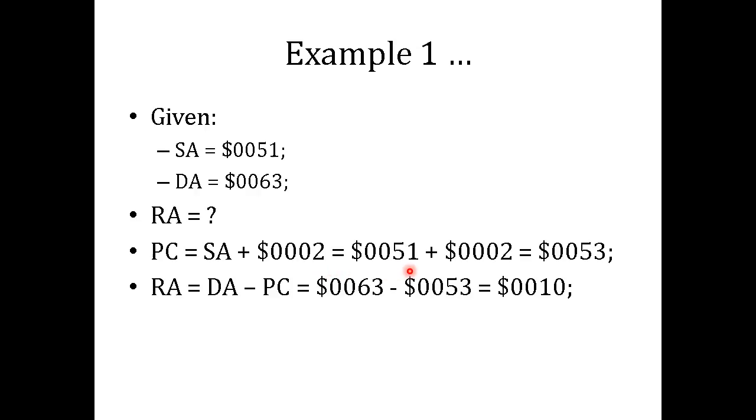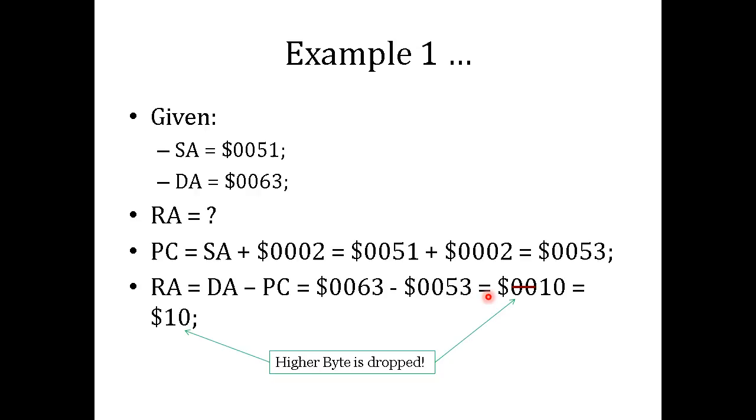So the source address is already given to us. We add the source and 2. We got 0053, and then we plugged everything back into the formula of the relative addressing. Then it becomes destination address minus PC, which is 0010. And again, don't forget we drop the higher byte. So my answer is actually just 10 in hex. And that is my relative address. It's a very simple calculation. Okay? Any question?